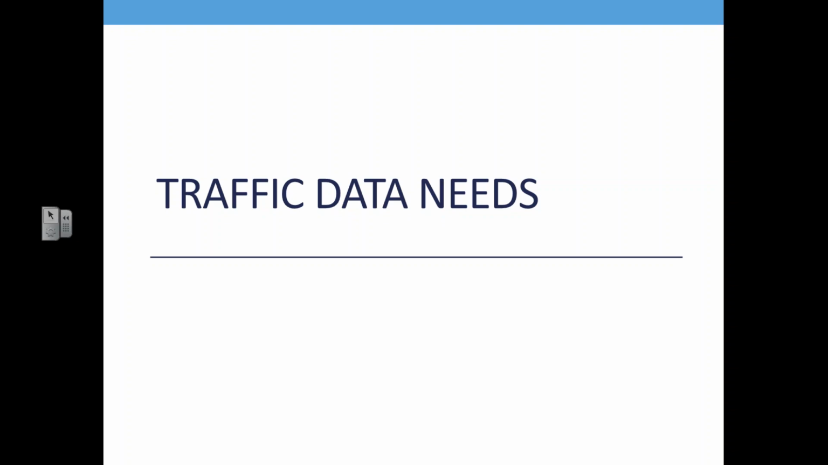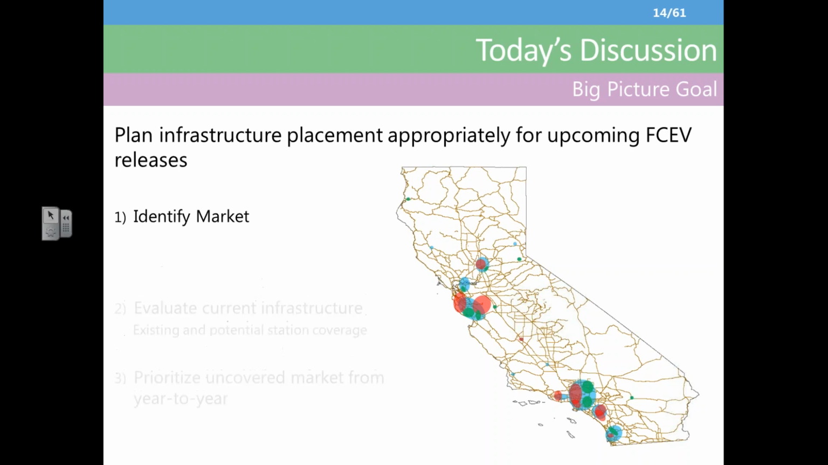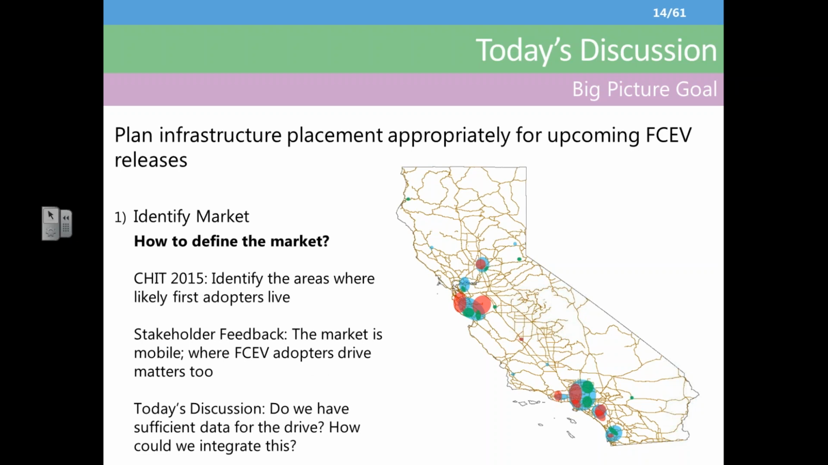Okay. So as I had mentioned, our big picture is identifying the market, trying to figure out what does our current infrastructure actually provide, and then where is that gap, right? And what we're really reconsidering today is, well, we previously thought, okay, we're going to define the market only as where the first adopters live. But stakeholders said, well, the market's actually mobile, so you also have to consider where fuel cell vehicles might be driving. That could be part of the equation too. And so we're going to look at, well, do we have sufficient data about the driving patterns? And if we did, how could we integrate this?